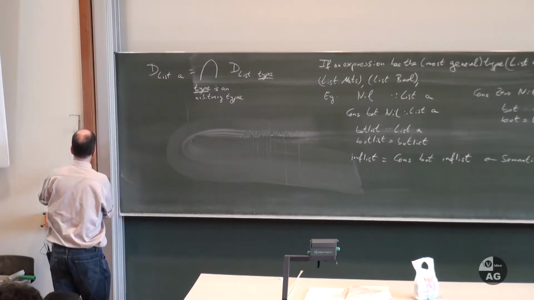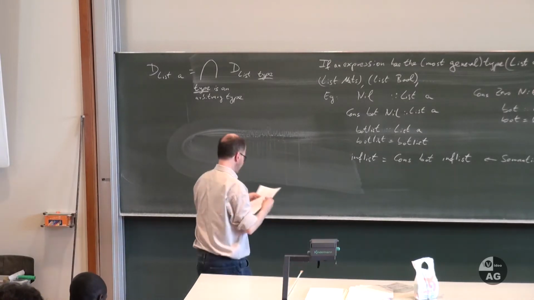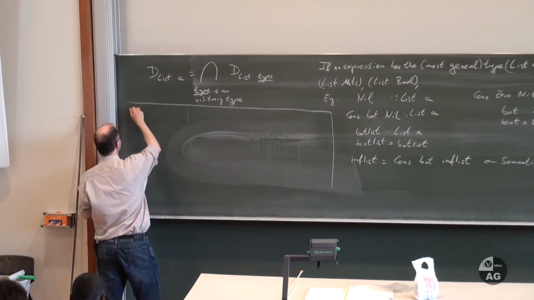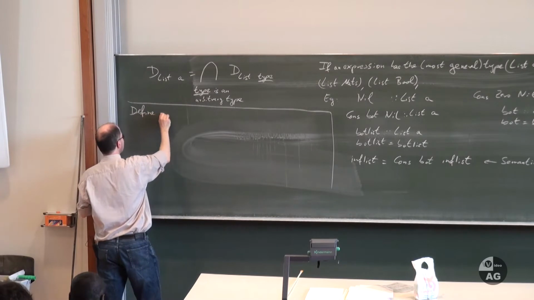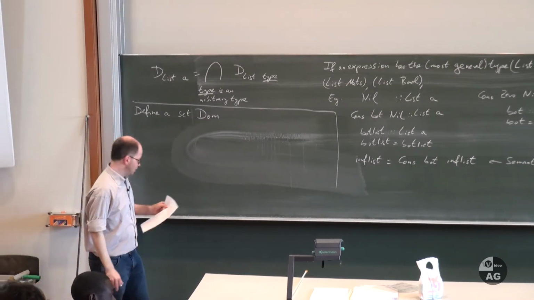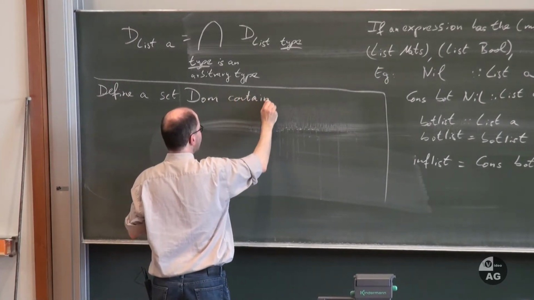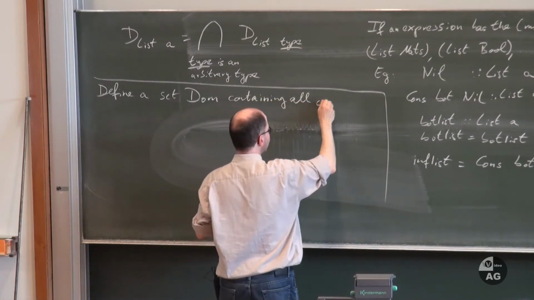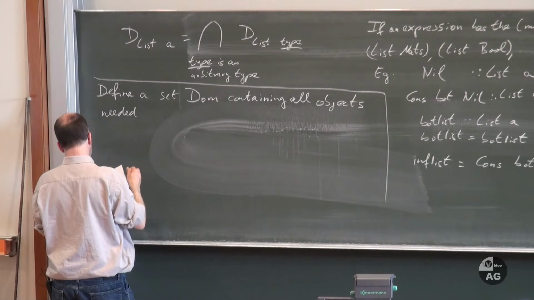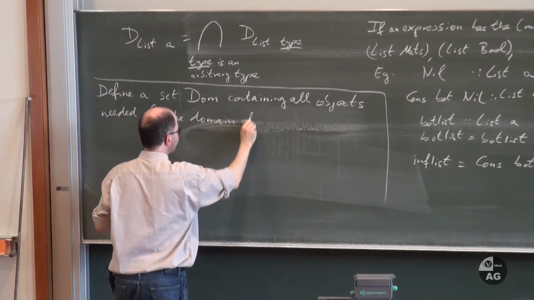So let's put it all together. Now we define a set DOM which contains all the objects that we might need for the denotational semantics, containing all objects that are needed for the domain of a given Haskell program.